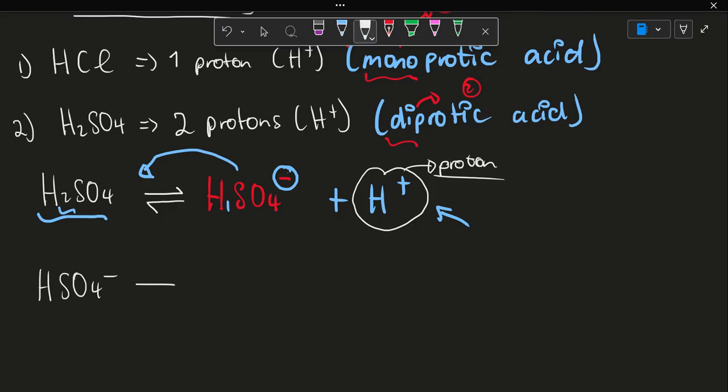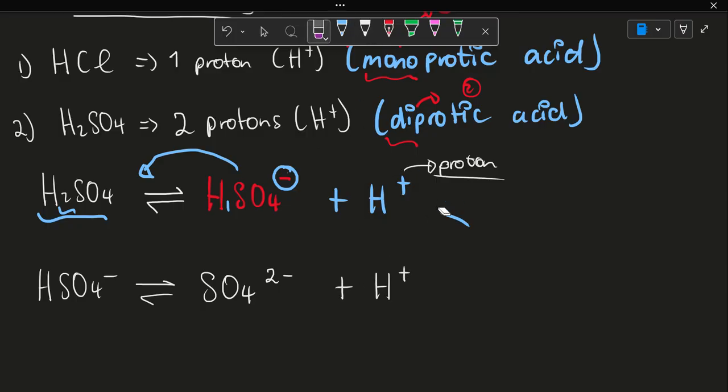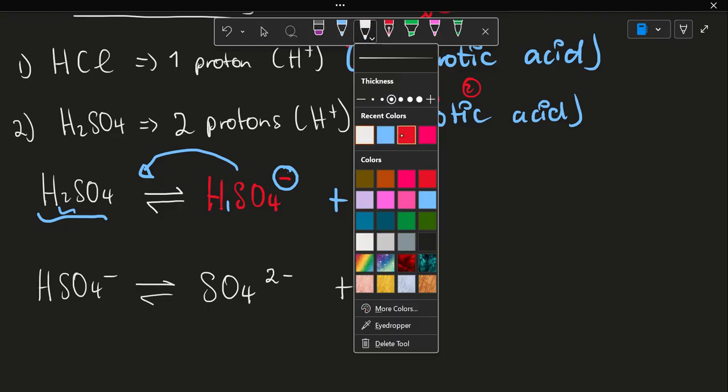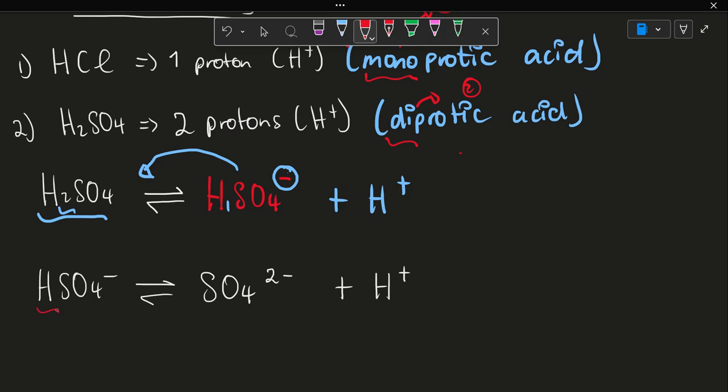HSO4 minus to give me SO4 2 minus plus H plus. Okay, so that's what I have. So I have SO4 2 minus plus H plus. Now notice something. I had 1 hydrogen here. Now I have nothing. But then I also have my charge of 2 minus. So what does that charge tell me? It tells me that I have lost 2 protons with respect to the original guy right there, right?